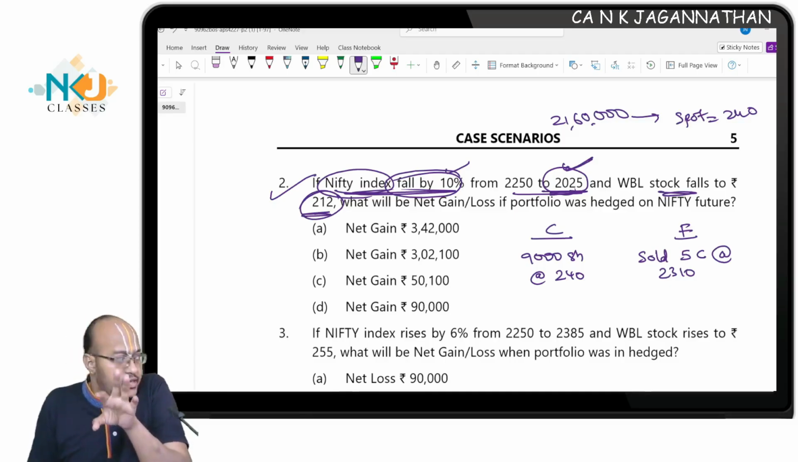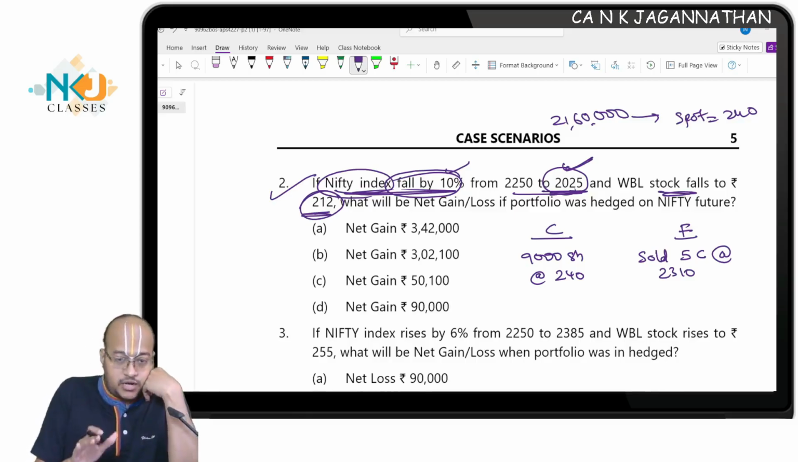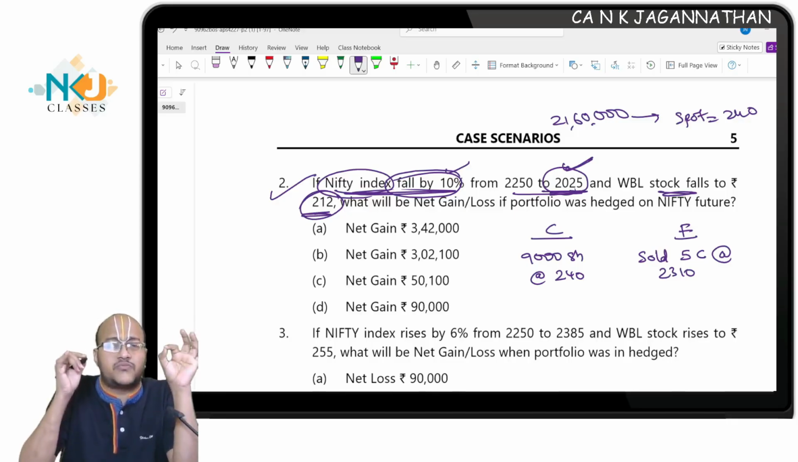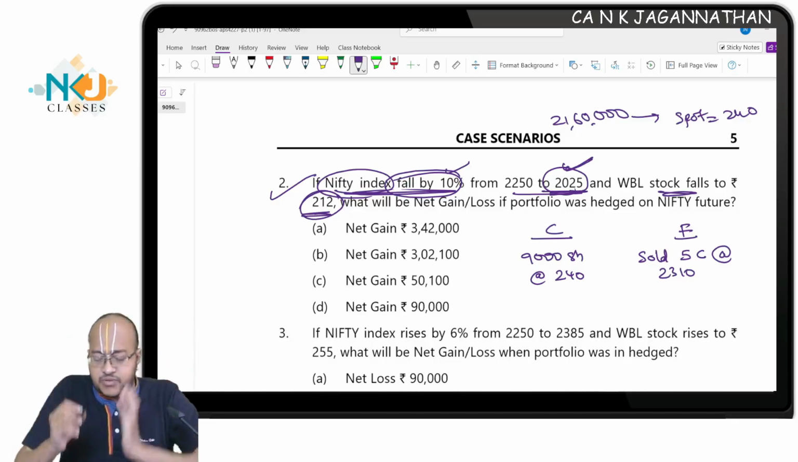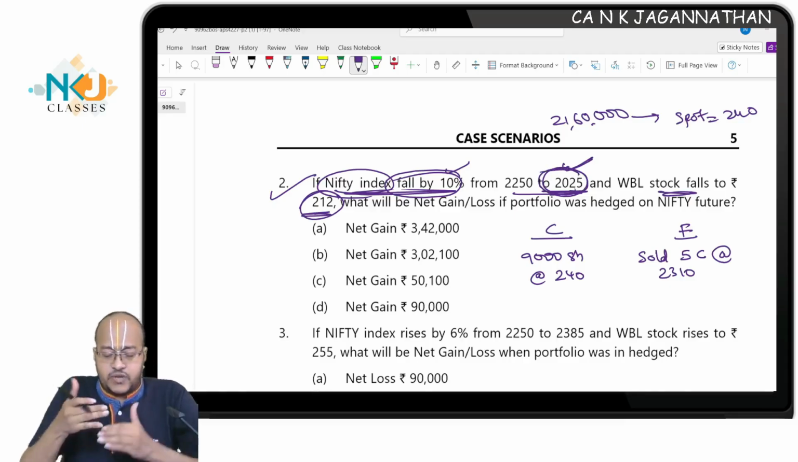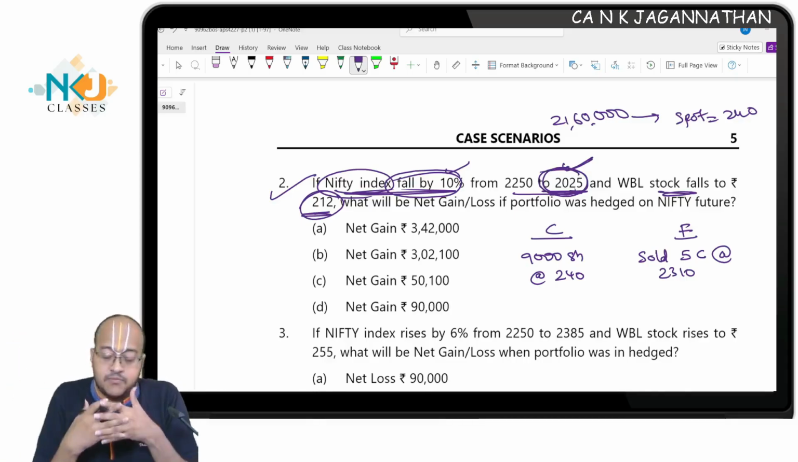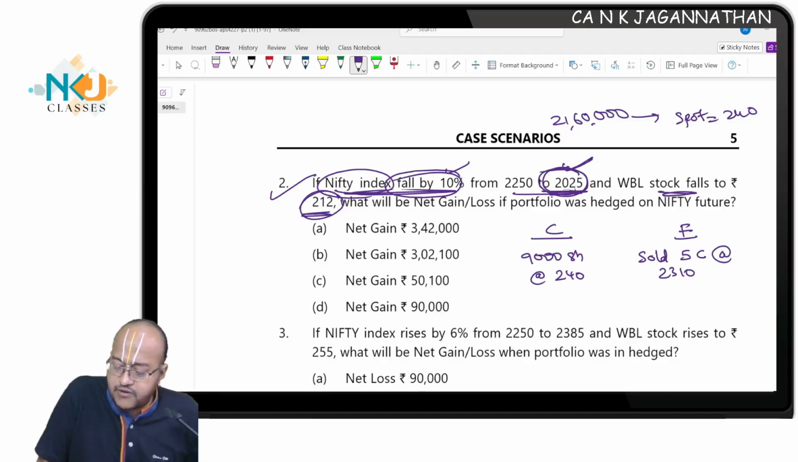In the past MTP, they have given one question. So based on that, we'll assume that the same rate will continue, the same percentage for Nifty futures, which means Nifty falls by 10%. Now, Nifty futures also will fall by that rate. That is the assumption. There is a concept called convergence: on the maturity date, the spot Nifty as well as the futures price will be the same. That is the assumption. So 2025 will be the Nifty futures price.